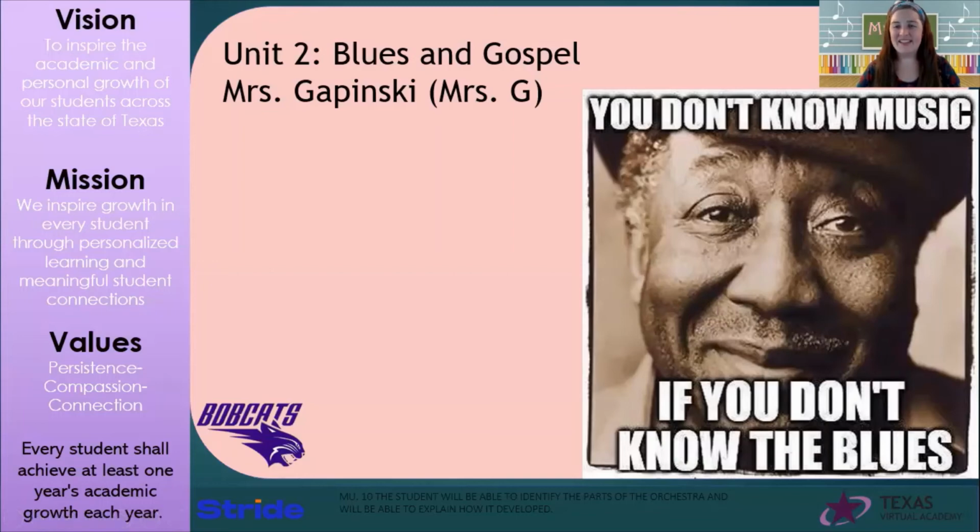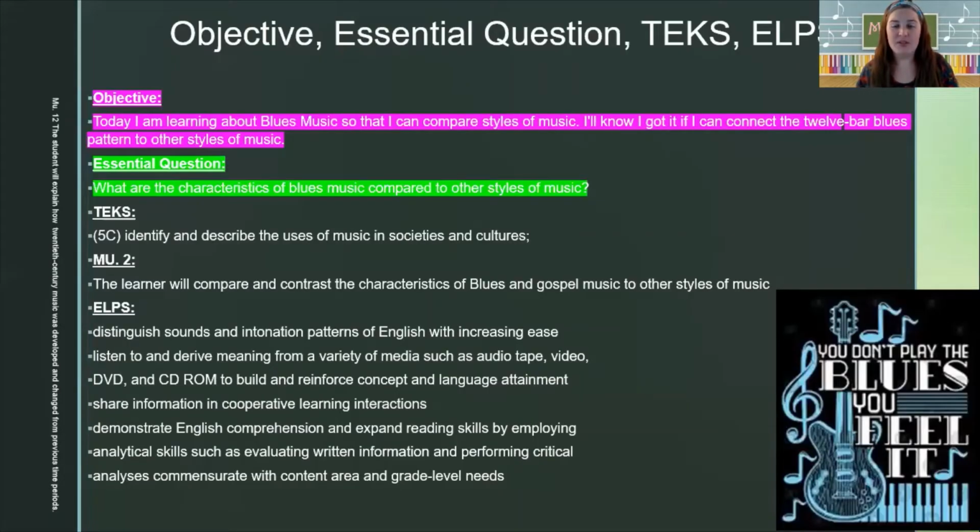Hi class, in today's video we're going to talk about blues and gospel music, and this has kind of flown straight from jazz. There are lots of things in common and similarities between these styles, as they all developed about the same time period and from some of the same sources. So we're going to be looking at blues and comparing it to the different styles, connecting it to the 12-bar blues that we talked about, and how does blues compare?